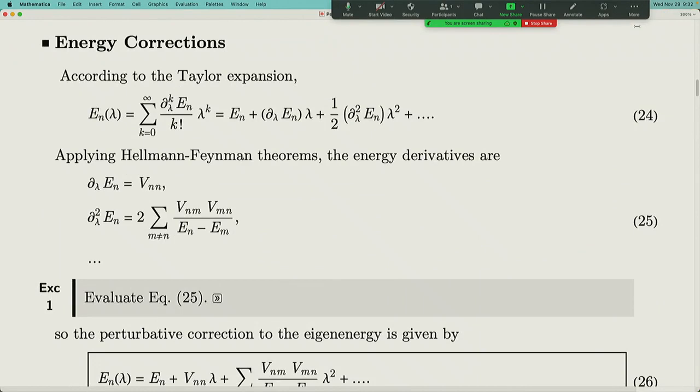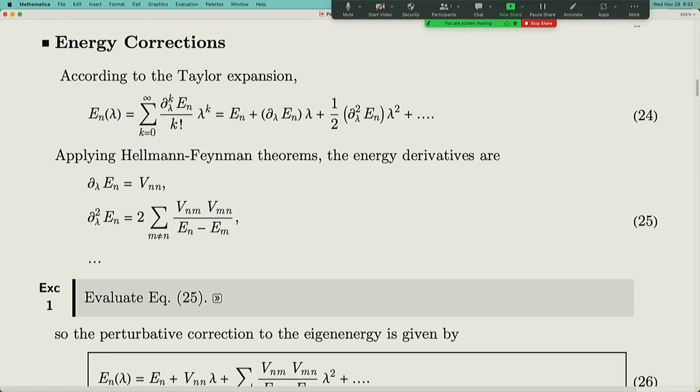Yeah, so this is the result. For example, our goal is to compute the energy level correction: how the nth energy level eigenvalue depends on lambda. The final expression must take this Taylor expansion form. We just need to compute all these energy derivatives and substitute the values in. The first order derivative we already know from the first Hellmann-Feynman theorem, which is Vnn, the diagonal matrix element of the perturbation operator.